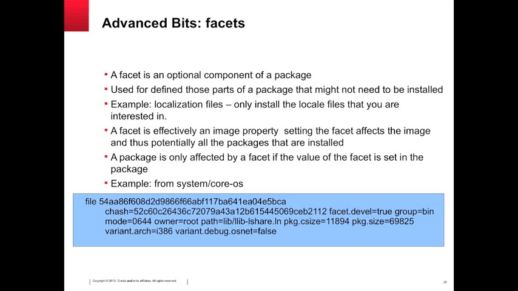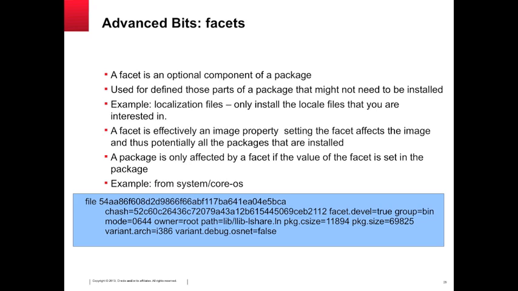It also means when you look at a system, you can say pkg change-facet and give it any made-up facet name. That doesn't mean anything to any package, but it's actually an image-level property. But it still goes through each and every package. And it says there, the package is only affected by a facet if the value of the facet is set in the package. It has to be part of the package manifest.